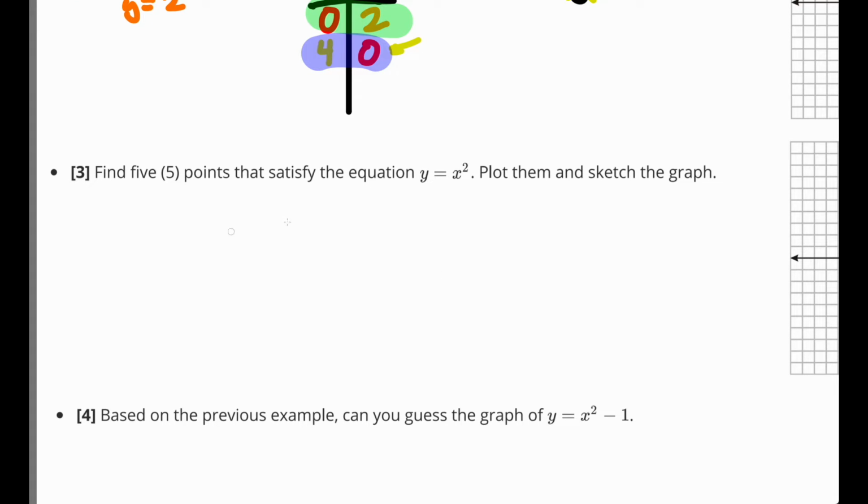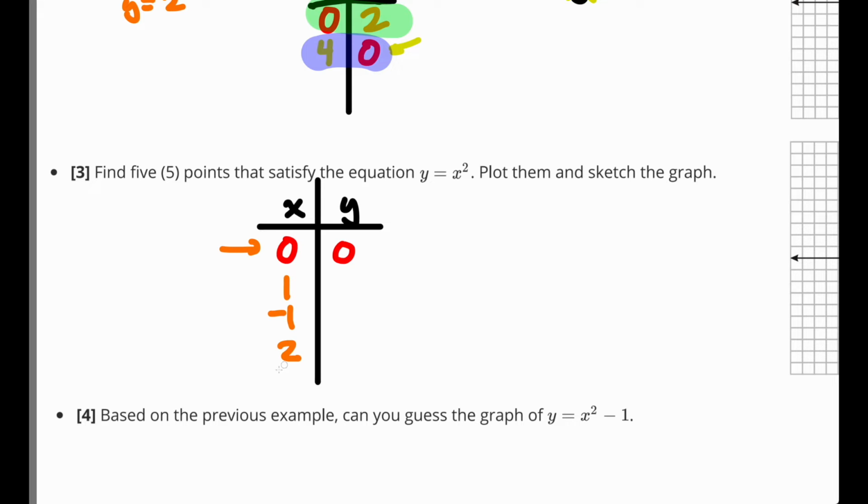Find 5 points that satisfy the equation y equals x squared. So again, we're going to start with that xy table. Okay. Start with home base. What would get the y to be equal to 0? Well, that's x equals 0 because 0 squared is 0. Okay, and then from there, I'm going to use the points around that home base, that 0. So I'm going to do 1, -1, and then I'll probably do 2 and -2. So now we have a total of 5 points.